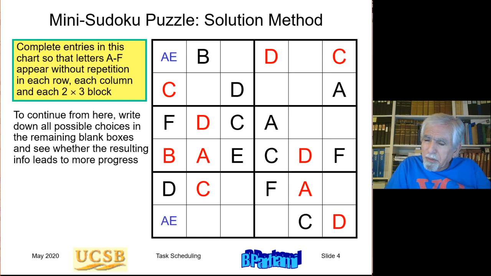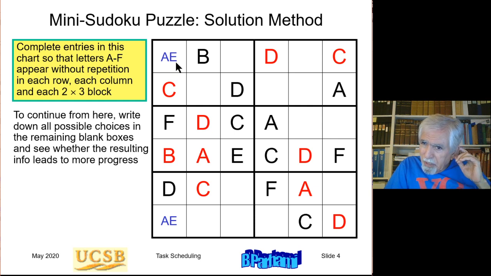Okay, so for example, I notice in this leftmost column, I need the letters A and E. A and E are missing because B, C, D, and F are already there. So A or E can go into this box. I don't know which one because neither one of the choices conflicts with what I already have in this row or in this box. A or E can go here.